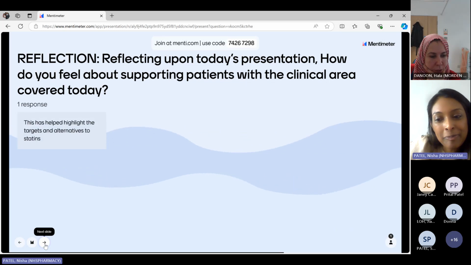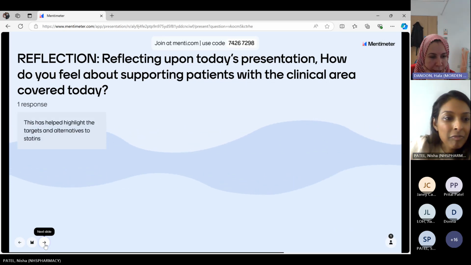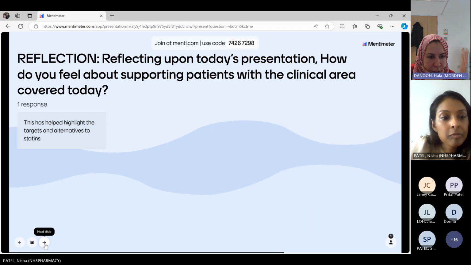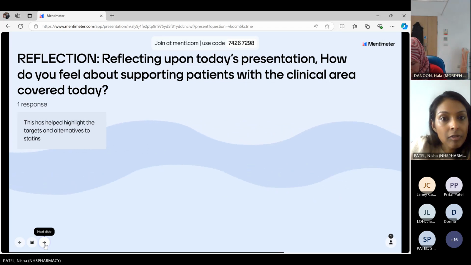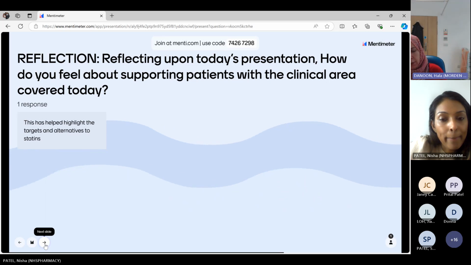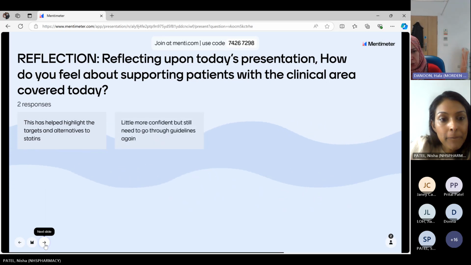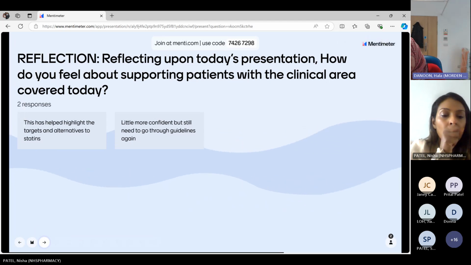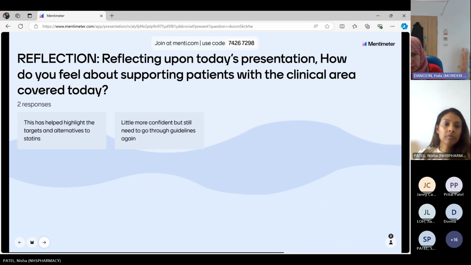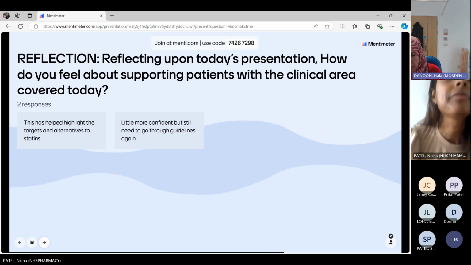I've got one now. Okay, so this has helped with the targets and alternatives to statins, absolutely. And I think from a QOF target, even from a CQC perspective, we need to show that we are approaching our patients who are not compliant with their statins, understand why they're not taking it, and are we offering them any other options?